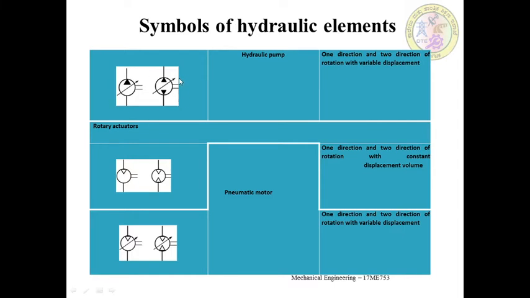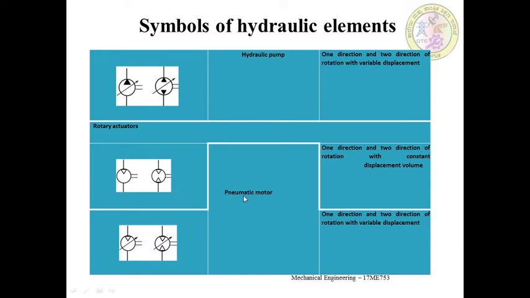Looking at this image, this is the symbol of a hydraulic pump. This is known as the one direction and two direction rotation with variable displacement. This is the variable displacement pump. The symbol can be represented in this manner.